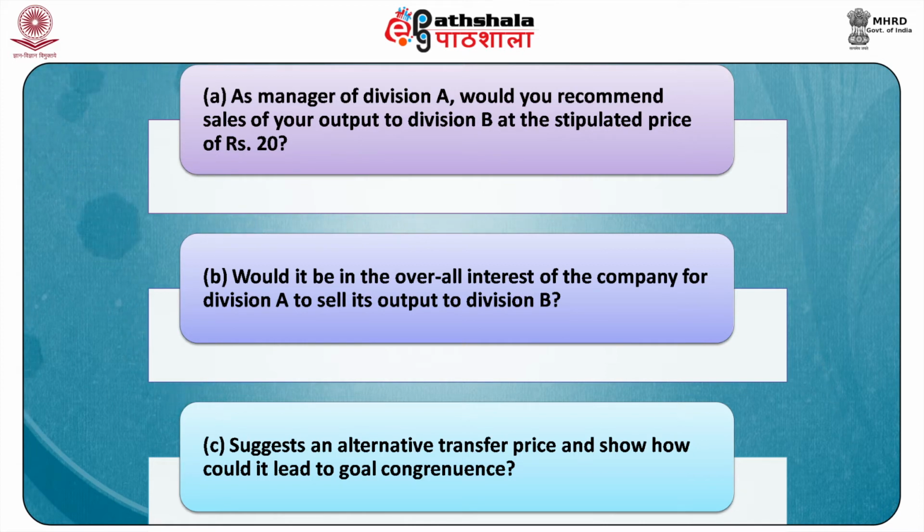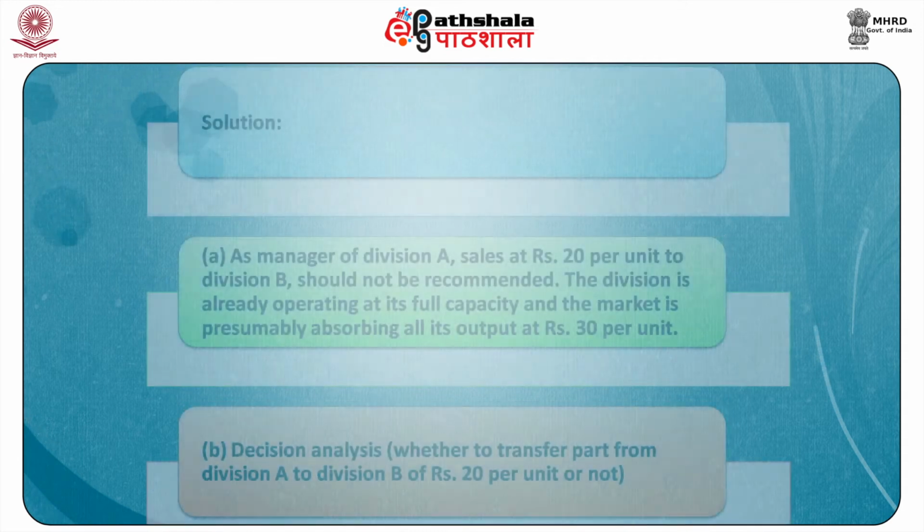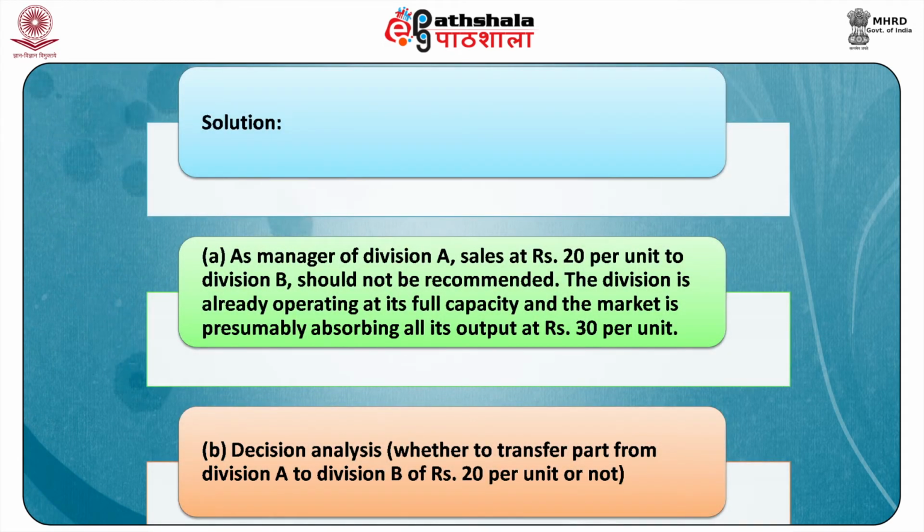Would it be in the overall interest of the company for Division A to sell its output to Division B? C. Suggest an alternative transfer price and show how it could lead to goal concurrence. The solution is A. As manager of Division A, sales at Rs 20 per unit to Division B should not be recommended. The division is already operating at its full capacity and the market is presumably absorbing all its output at Rs 30 per unit.